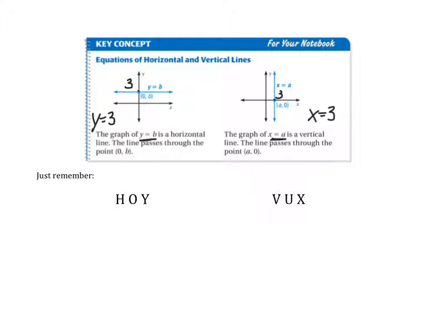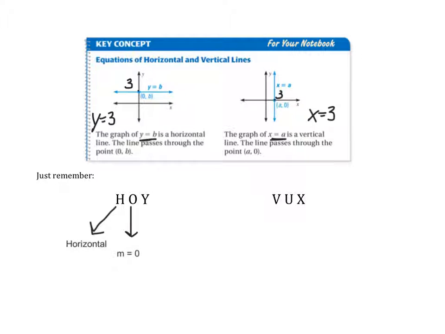But again, I have an easy mnemonic device that you can use in order to remember when you have a horizontal line and when you have a vertical line. And again, that's where Hoy and Vux comes into play. So Hoy stands for this. H stands for horizontal. The O actually is a 0, and if you remember from the section over slope, the slope of a horizontal line is 0.